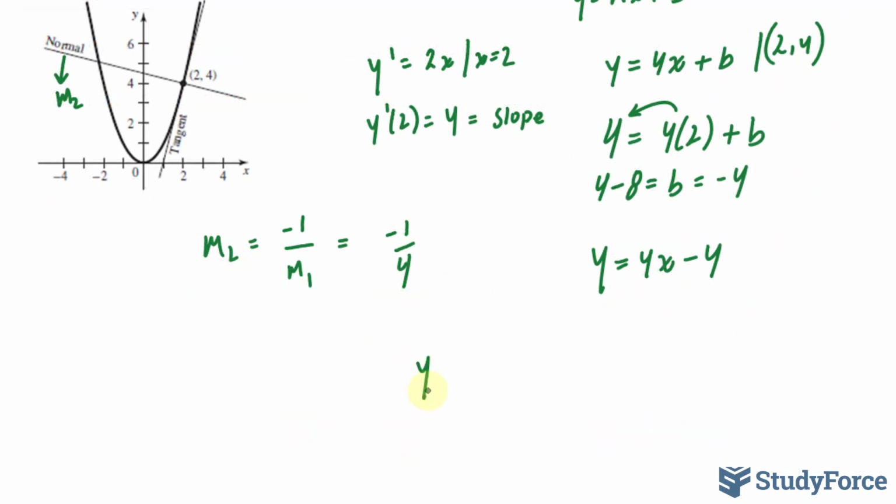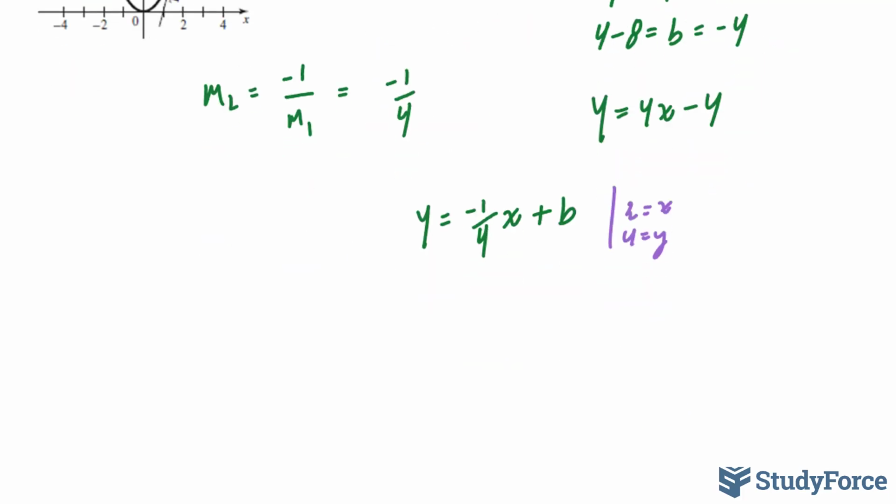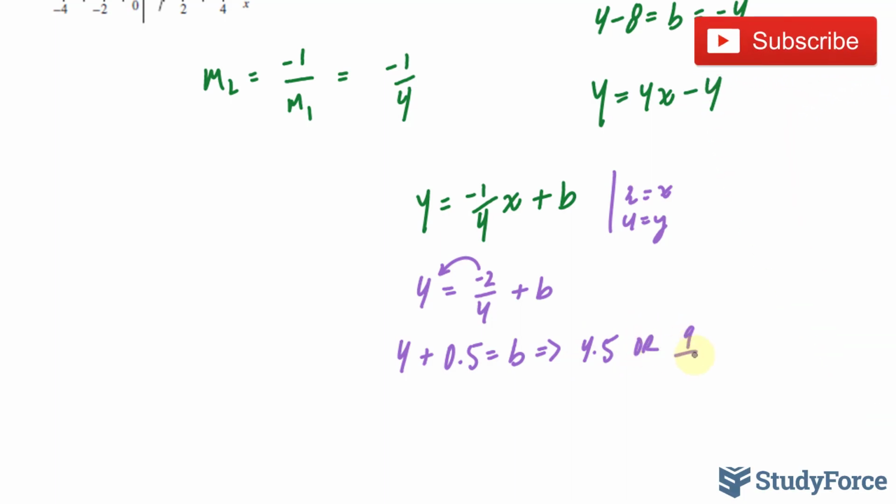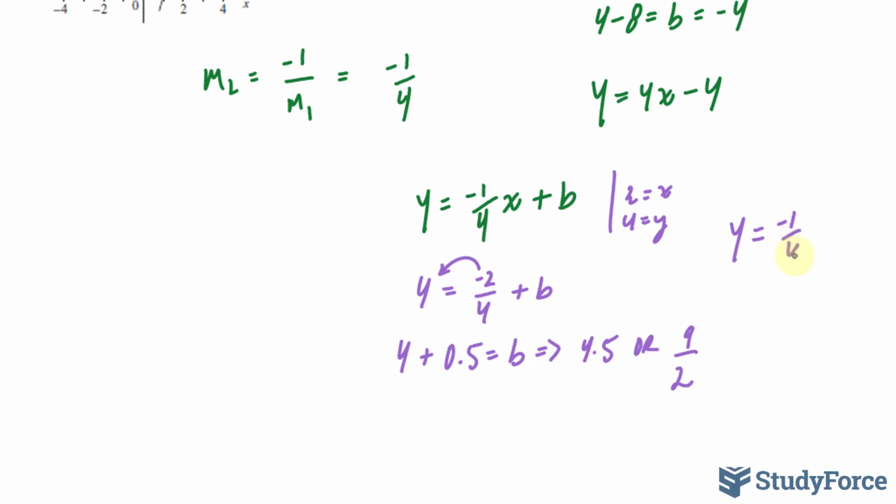My equation is y is equal to negative a quarter of 4x plus b. The only point that I know is (2, 4), so I'm going to substitute 2 and 4 into this. 4 is equal to negative 2 over 4 plus b. Bringing this term over, we end up with 4 plus a half is equal to b, and that is equal to 4.5 or 9 over 2. Therefore, my equation for the normal is negative 1 over 4x plus 9 over 2.